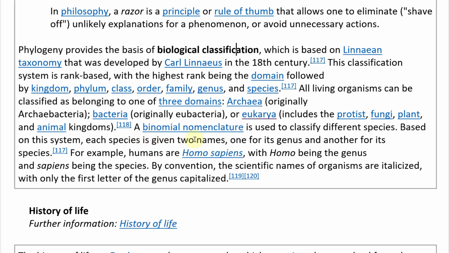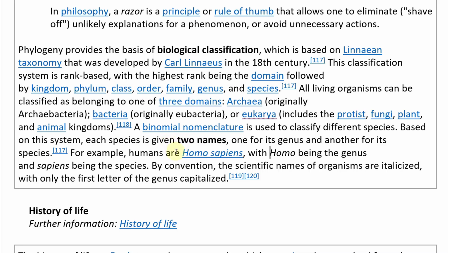Binomial nomenclature is used to classify different species. Based on the system, each species is given two names. Binomial relates to two names. It's given two names, one for its genus and another for its species. And the species is at the bottom of this rank-based setup of the major ones: domain, kingdom, phylum, class, order, family, genus, and then species.